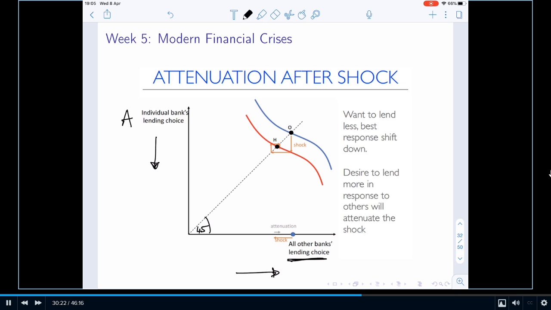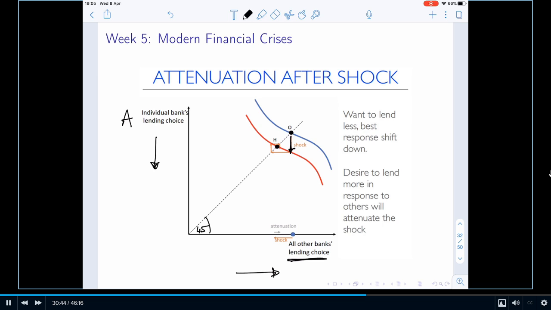What does this idea with the shock tell us? Well, suppose there's some shock to the economy. The current coronavirus could be an example. So something happens which says, for a given amount that other banks are lending, my Bank A suddenly wants to lend less. Okay, so there's a shock to my willingness to lend.